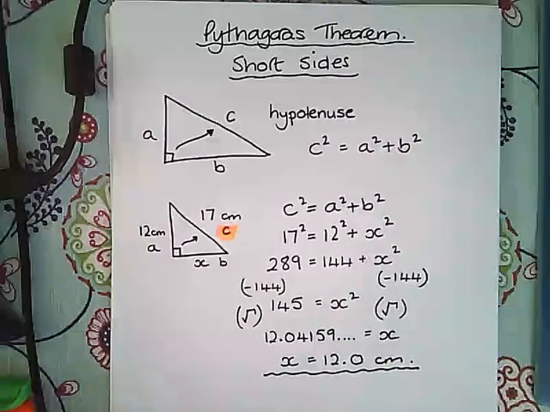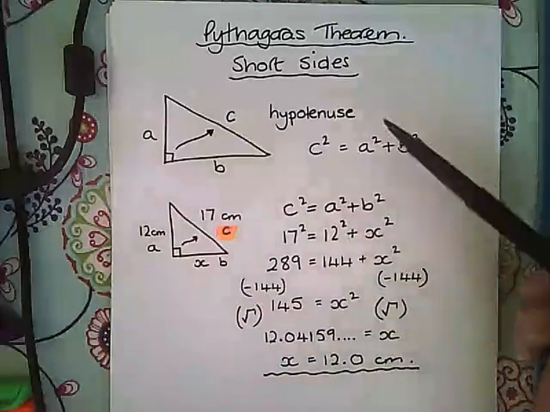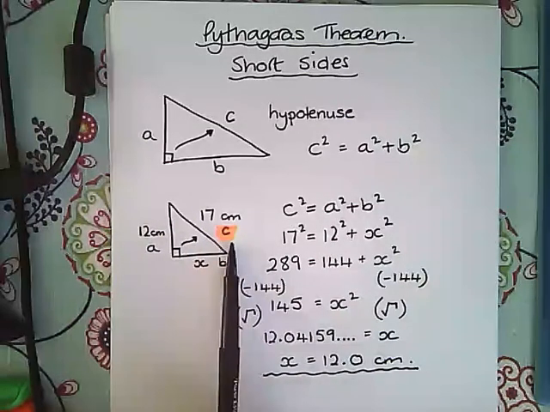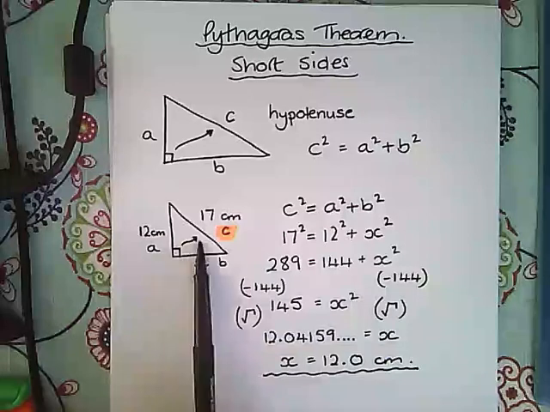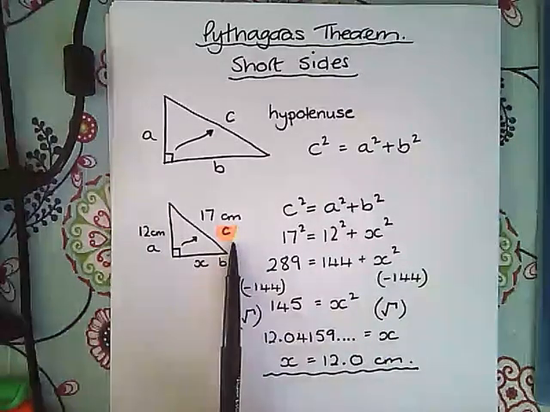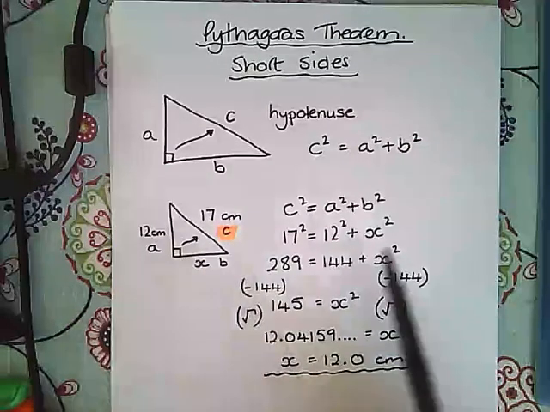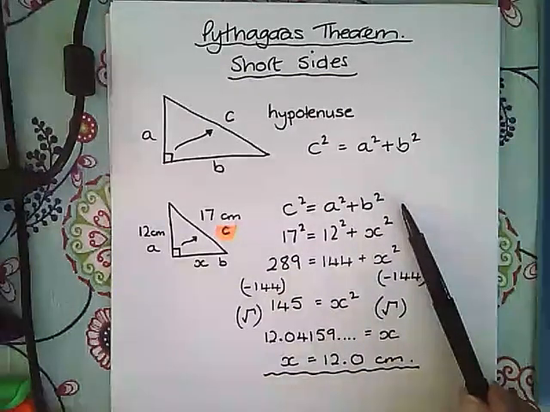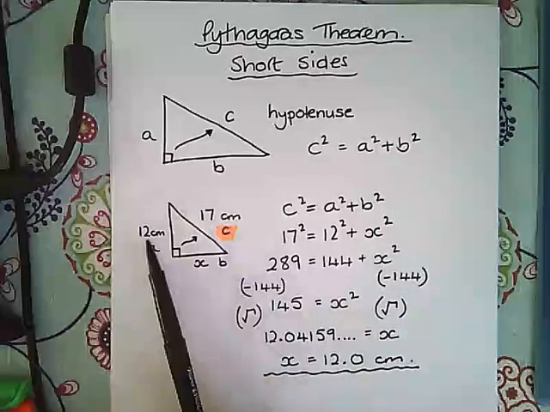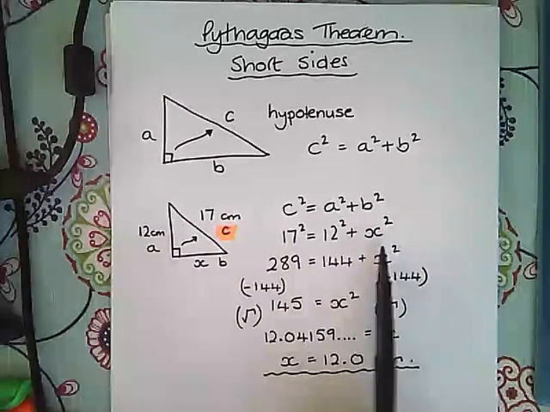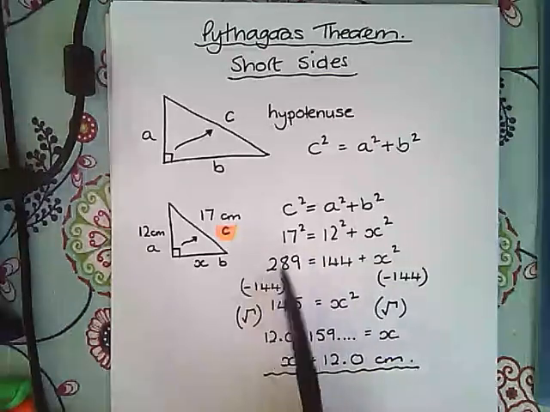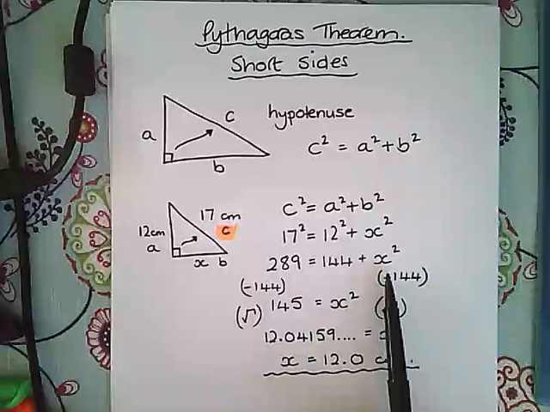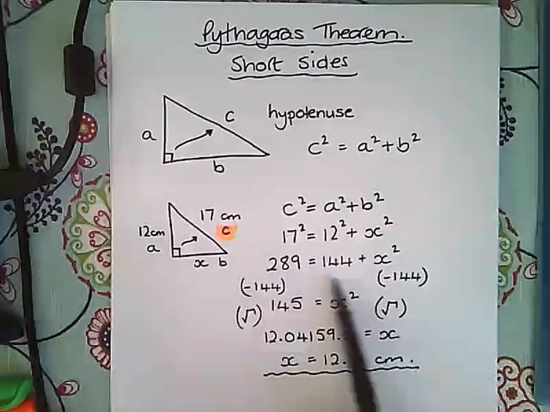Okay, right, let me just go through that again. So we start off with our triangle and we label up the sides, and C is always pointed to by the right angle, and it's the sloping side, it's the longest side, it's the hypotenuse. We write out Pythagoras' theorem, c squared equals a squared plus b squared, and then we substitute in the numbers we have been given. Then we do the squaring, so 17 squared, 12 squared, we leave the x squared as it is. We're going to solve this equation here now for x.